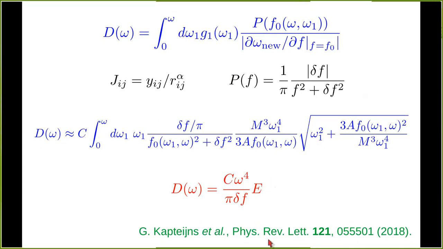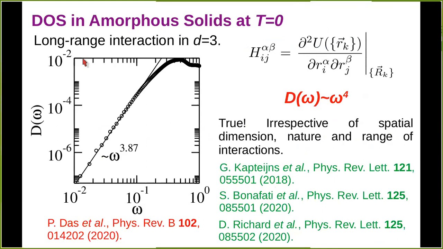Now, the first numerical verification of this universal law came in the year 2018 by Kapteijns et al. They studied the density of low frequency states in amorphous solids at temperature T equal to 0, in spatial dimensionality D equal to 2, 3, and 4, with short range interaction. I have studied the density of states in amorphous solids at temperature T equal to 0 with long range interaction, that is the charged granular matter case, in spatial dimensionality D equal to 3.